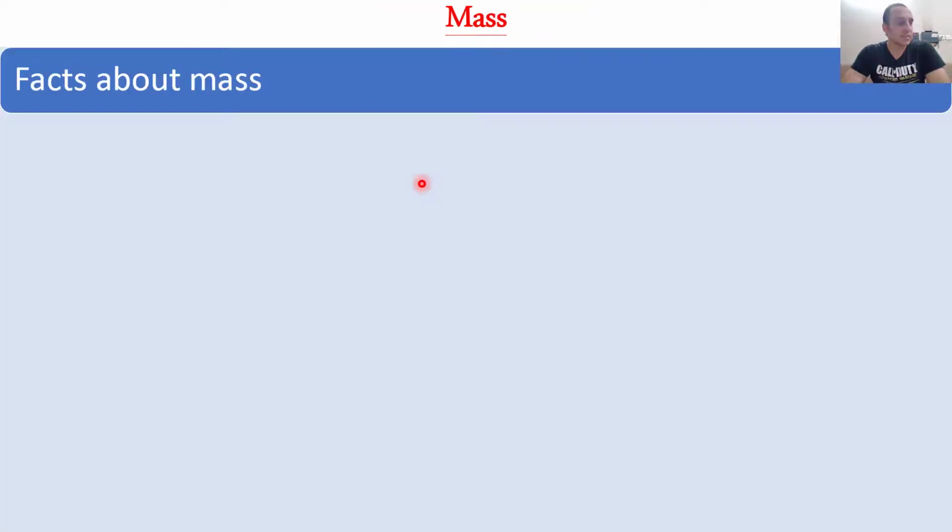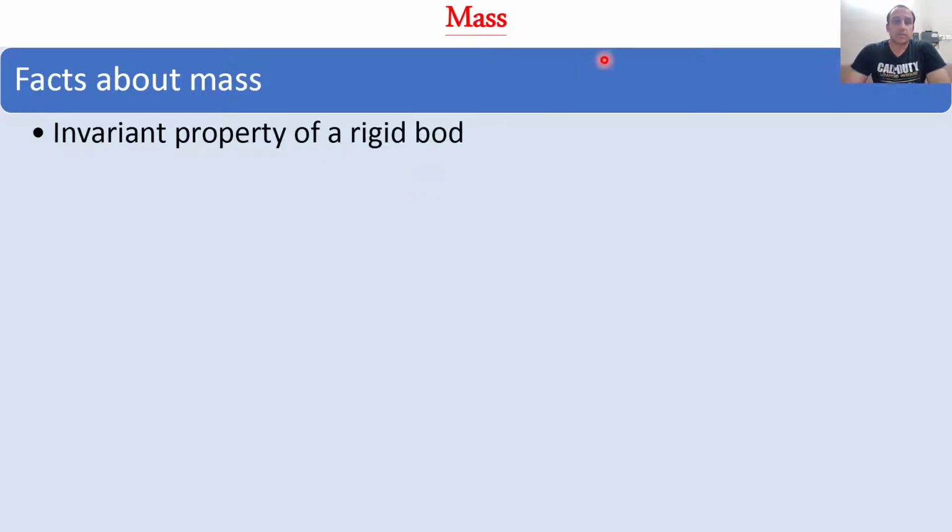So now we will discuss something about the mass. We know that mass is the invariant property of a rigid body. It means the mass of a body does not change whether we are on earth, on a mountain, or out in space. So the mass is not going to change. This is the invariant property of a rigid body.